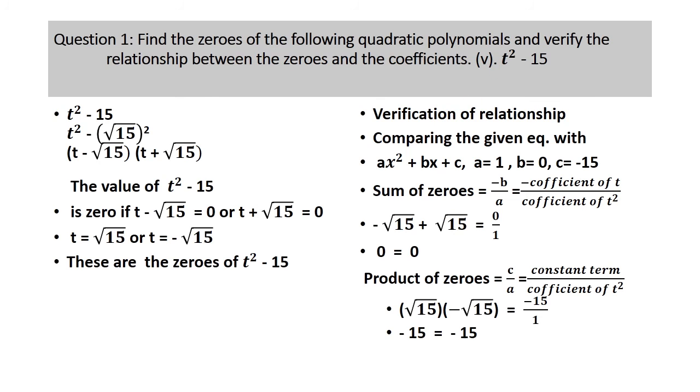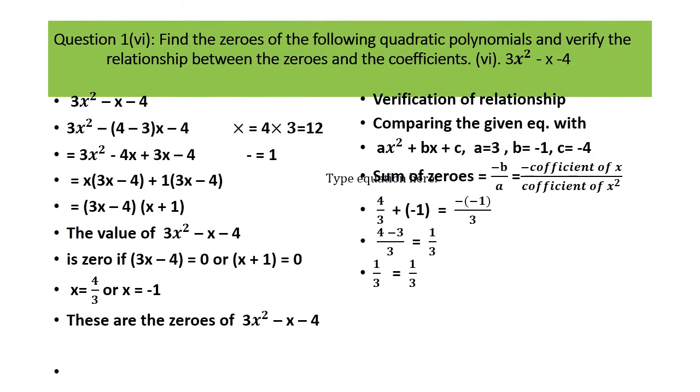Fifth part done. Now sixth part, last part of the question. Here the equation is 3x square minus x minus 4. Here we will multiply the first and last term. 4 into 3 is 12, and the sign is minus because the last term is minus, and the middle term is 1. Now we will take two numbers whose product is 12, and by subtracting the two numbers we should get 1. So 4 into 3, 4 threes are 12, and 4 minus 3 is 1.